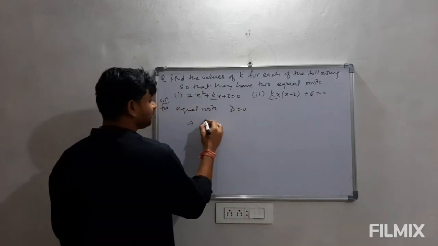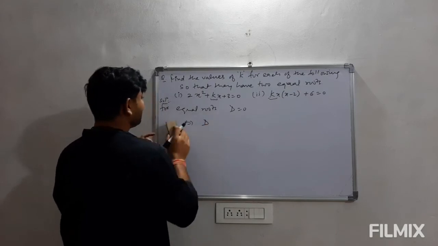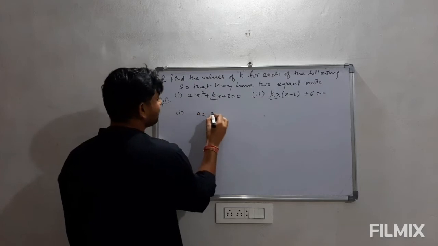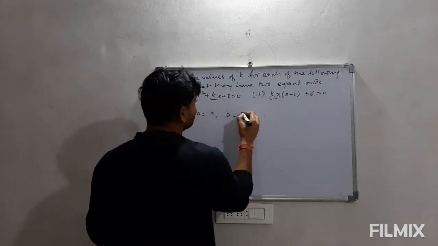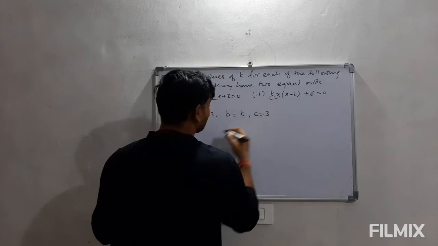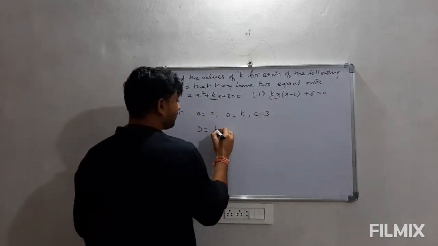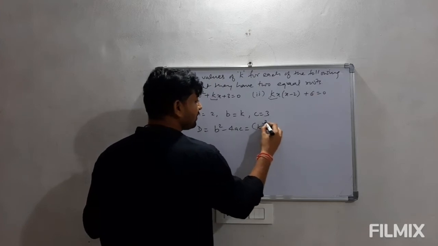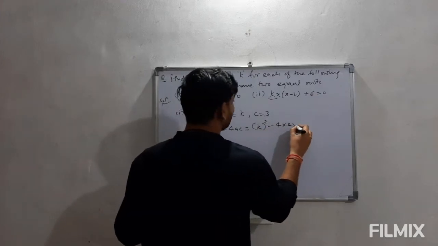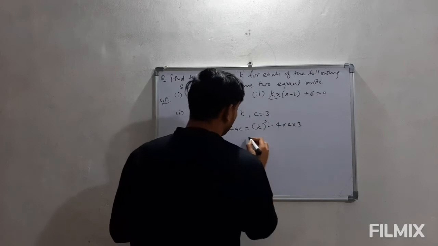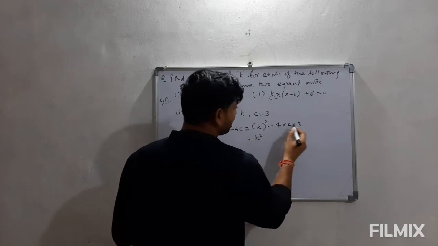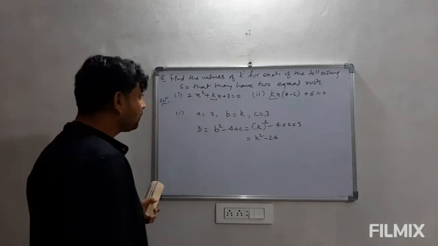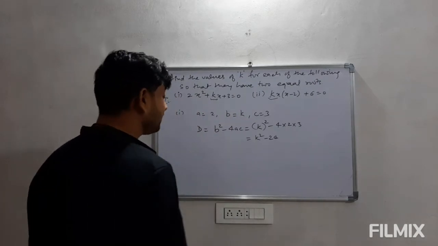So here let us find out the discriminant first. For the first equation, the value of a is 2, value of b is k here, and the value of c is 3. So the discriminant is b square minus 4ac, the value of b is k, so k square minus 4 into 2 into 3. So from here we are getting k square minus 24. This is the discriminant here.